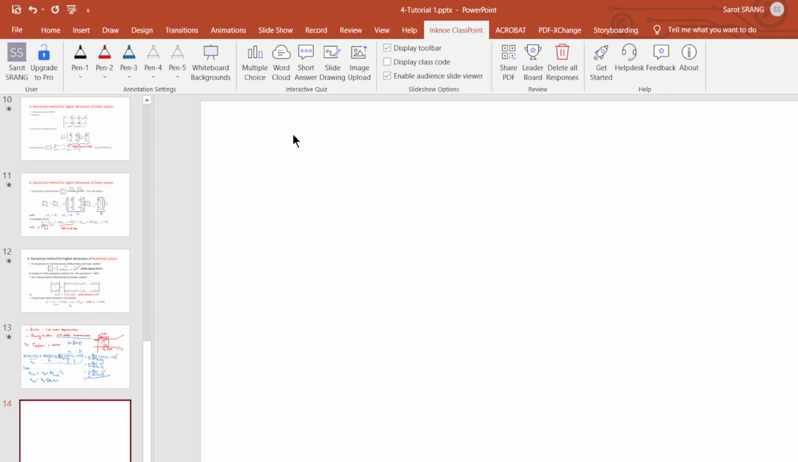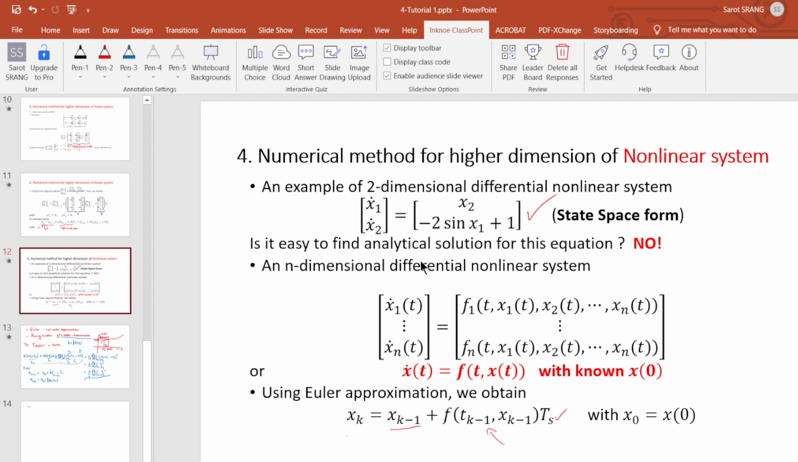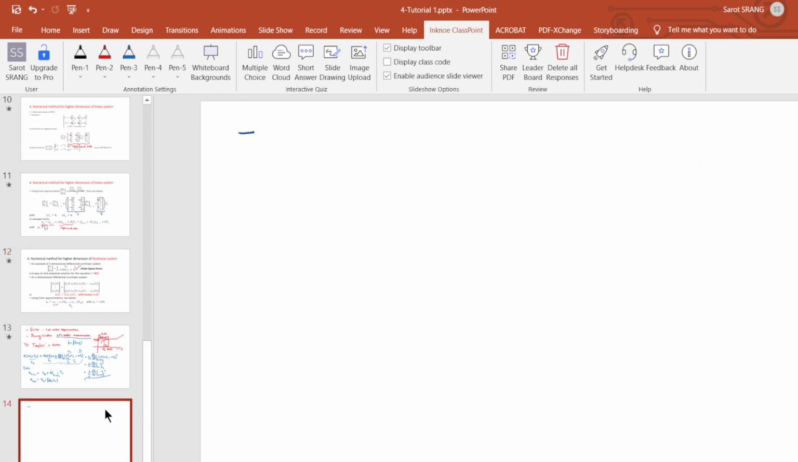So the next point here is to show you how to transform a second order system to be first order but with a system of equations. Because as you can see here, the method can apply to any dimension you have, but it must be expressed as a first order on the left hand side, right? First order. Okay.